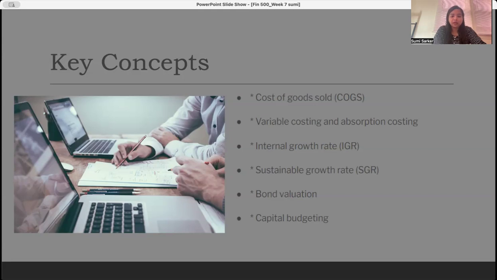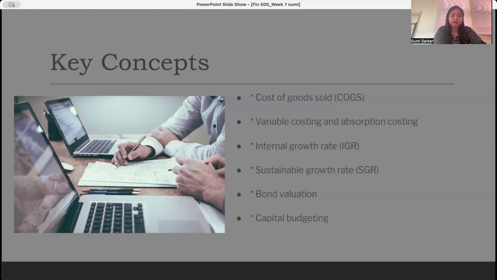And next one is internal growth rate. Internal growth rate and sustainable growth rate are two other key concepts I learned. IGR is the maximum rate at which a company can grow without taking on additional debt. And sustainable growth rate is the rate at which a company can grow without increasing its equity capital. I use internal growth rate and sustainable growth rate data to help me make decisions about capital budgeting.